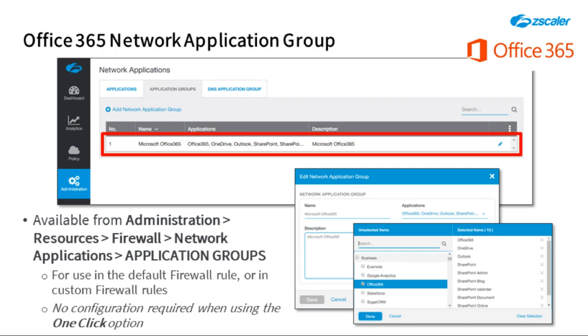We also maintain a list of Office 365 applications in an application group that is used in the default firewall rule when the one-click setting is enabled. Again, there is nothing here that you would normally need to configure, although this group is available for you to use in any custom firewall rules that you choose to add. This group is maintained by us to ensure that the Microsoft destination IPs, domains, and Office 365 application URLs are always up to date.